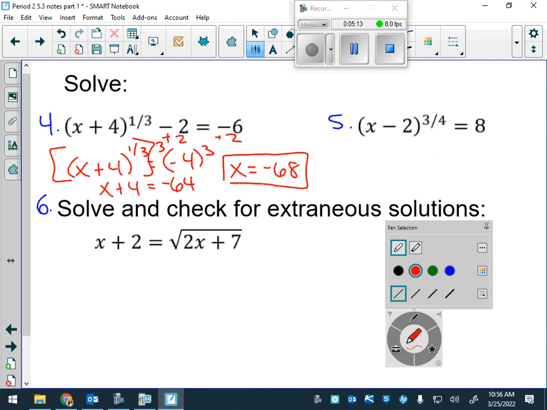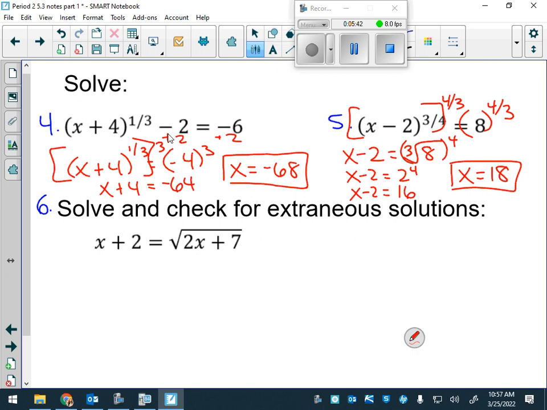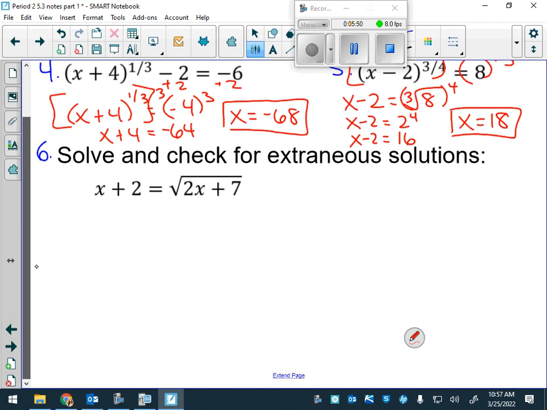X equals 18 is correct. We raise it to the reciprocal. Then you have x minus 2 equals, how do I rewrite 8 to the 4/3 in radical form? Brian? The cube root of 8 to the 4th. We have x minus 2 equals 2 to the 4th. X minus 2 equals 16. Add 2. And you get 18. How many of you got 4 and 5 correct? Good. Awesome. Okay, number 6.